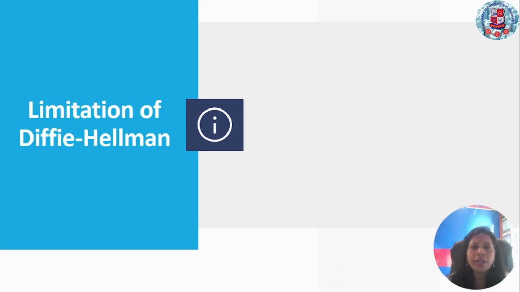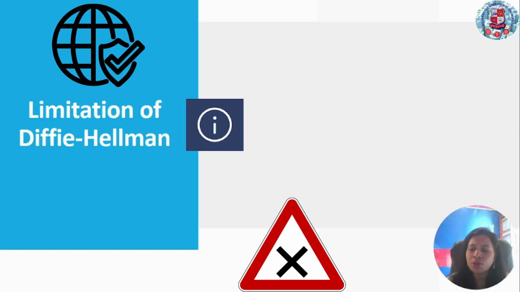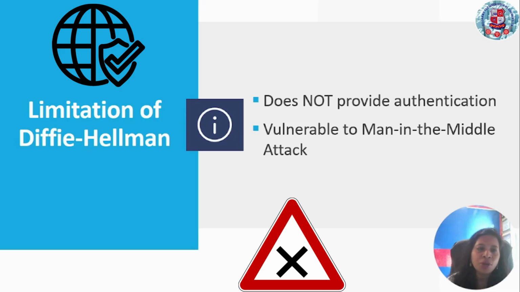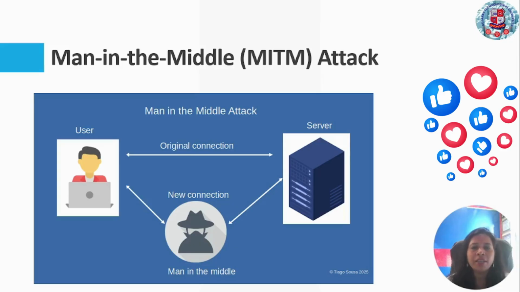Okay, now let's discuss the limitations. Although Diffie-Hellman is mathematically secure, it has one major weakness: it does not verify the identity of the communicating parties, and because of this it is vulnerable to the man-in-the-middle attack. So let's understand what a man-in-the-middle attack is.